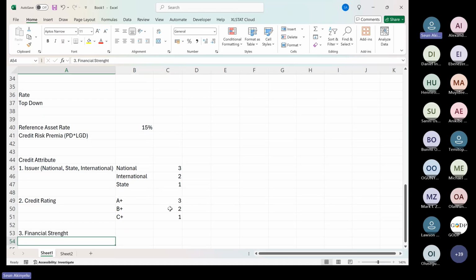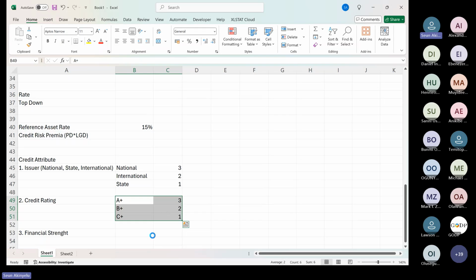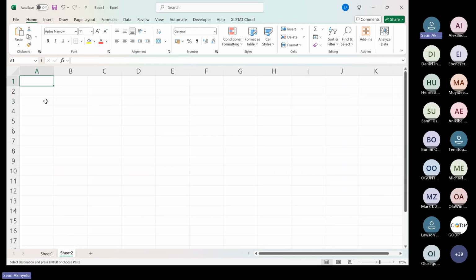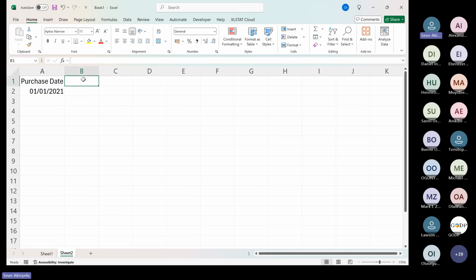So all the bonds you have, you are now going to rate them. I'm going to assume now that we have rated all the bonds you have been buying all this while. I want to put them here. Let's say this is the purchase date. Now this is hypothetical. Let's say this is 1/1/2021, and we have issuer, Nigeria 1, 2, 3, and we have amount, and we have the credit attribute.